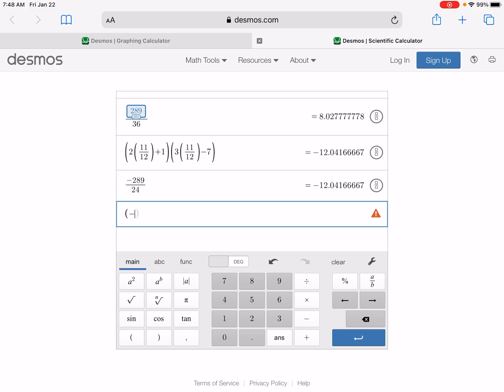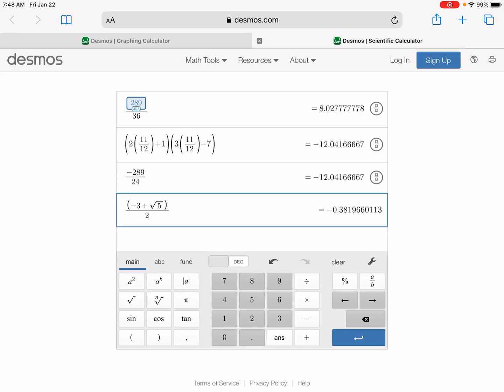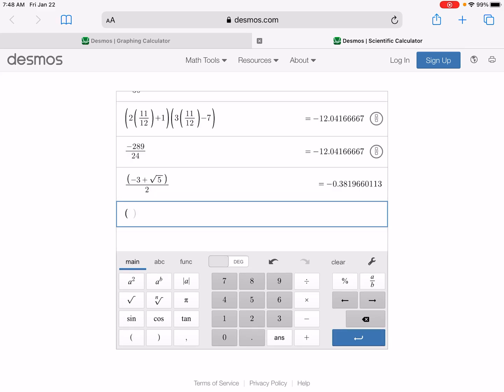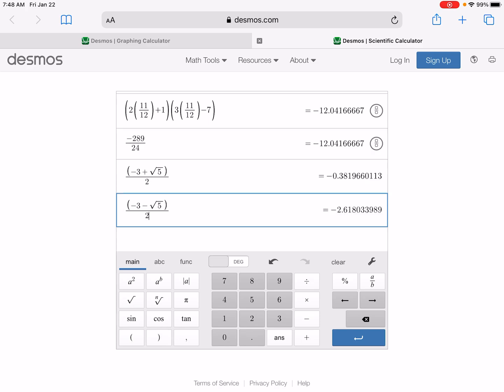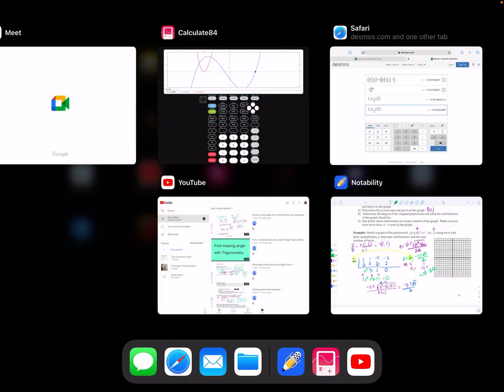So -3 plus square root of 5. Get out of the root, close my parenthesis, divided by 2. And then you can do the same thing, -3 minus root 5, but just change the plus root to the minus root, and then divide by 2. So we get -0.38 and -2.6. I forgot. Yeah, -2.6.